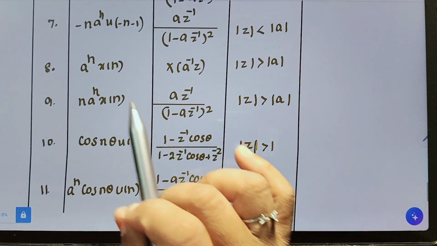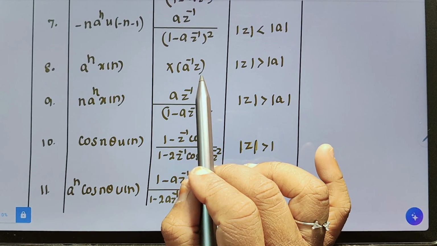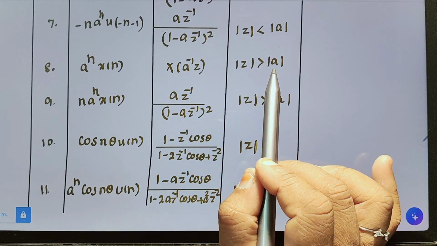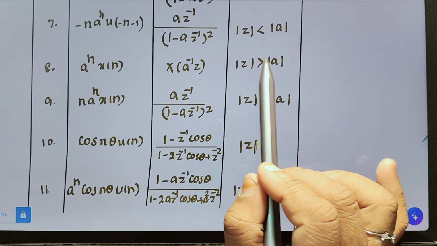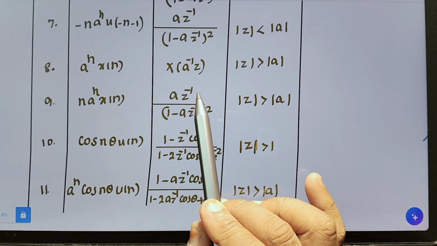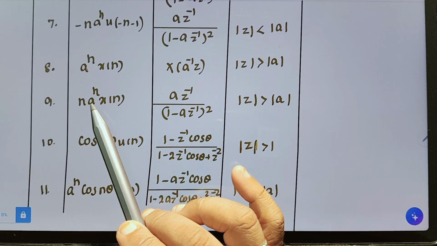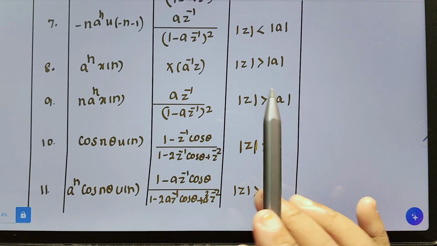Next, a power n into x of n. The formula is X of a inverse into Z, modulus of Z greater than a. In case of a, the ROC is also in terms of a, right? N into a power n x of n means a into Z power minus 1 divided by 1 minus a into Z power minus 1, the whole square. Here a is available, so here also the ROC has a.